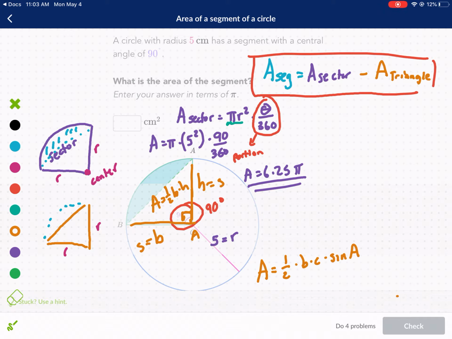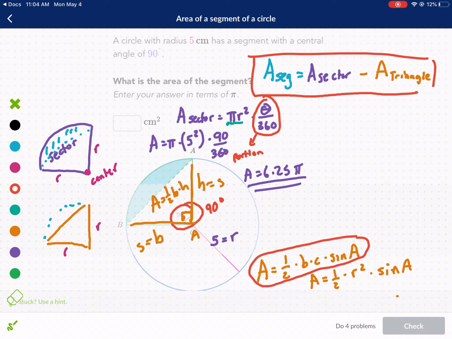Now, the one thing that's going to be different when finding the area of a triangle within a circle is B and C are both the radius. So technically, we could rewrite this for the case of a triangle within a circle as 1/2 times r, which is r squared, times sine of A. Now, I don't want you to get confused and try to memorize a new formula. If you just memorize this, you'll be okay.